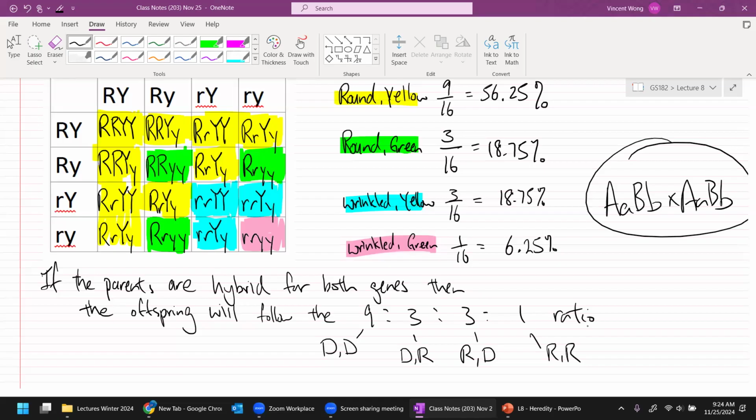So 1 over what? 16. If you forget 16, just add up the numbers. 9 plus 3 plus 3 plus 1 is 16, okay? And then we times 2000, which is, drum roll, 125. Right? Oh, no, is it 100? Did I do it right? Yeah, 100. Sorry. You get it?